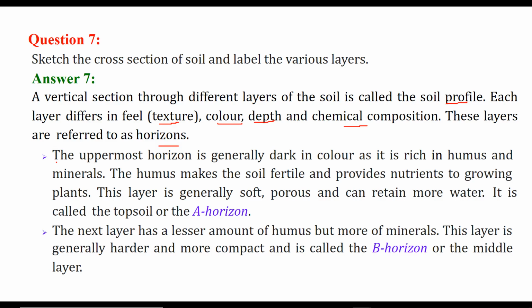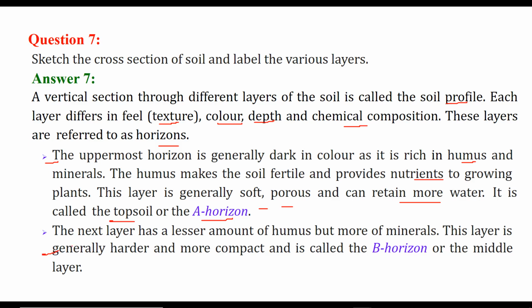So first is the uppermost layer, which you just saw is generally dark in color because it has a huge amount of organic matter, humus, and also it contains minerals. The humus makes the soil fertile and it provides nutrients to the growing plants, and the layer is generally soft, porous, and can retain some more water. And since this is a topsoil, we call it the topsoil or the A horizon.